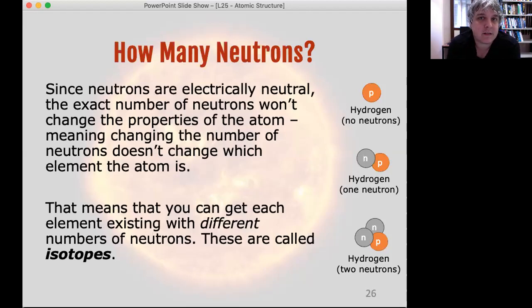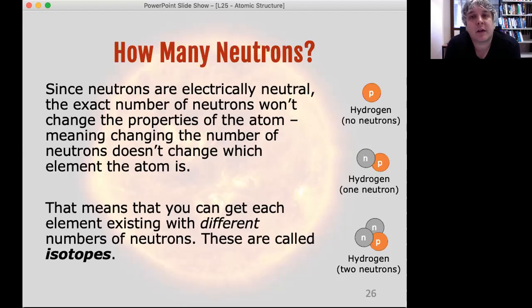Nothing, really. Right? It doesn't change the element at all. That means that you can have an atom of an element that exists with different numbers of neutrons. And these atoms of the same element with different numbers of neutrons are called isotopes. So you can get hydrogen on its own with just a proton. Right, so the nucleus of a hydrogen atom could be just a proton, no neutrons at all. Because there's only one proton, it can't repel itself, so it doesn't actually need any neutrons to glue it together with that strong force. So that's perfectly acceptable, to just have a single proton as your nucleus of a hydrogen.